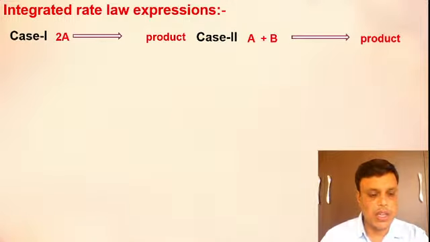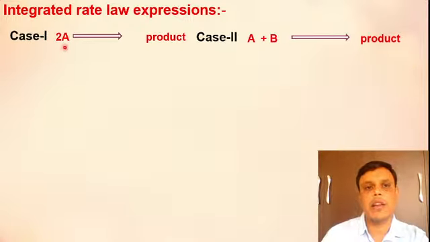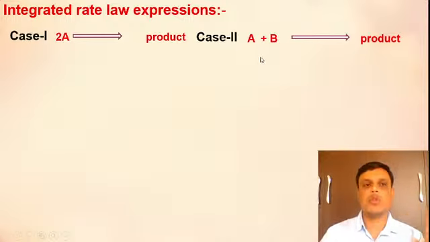See, case 1 is what we have discussed already. Case 1 is 2A, that means only one reactant, 2 moles of reactant A, will give you a product. And case 2 is where two different reactants are there, A plus B, which give you a product. So these two cases are there.